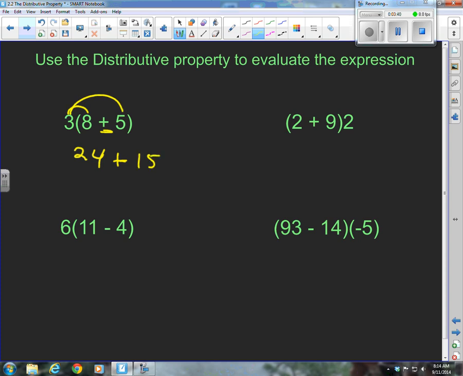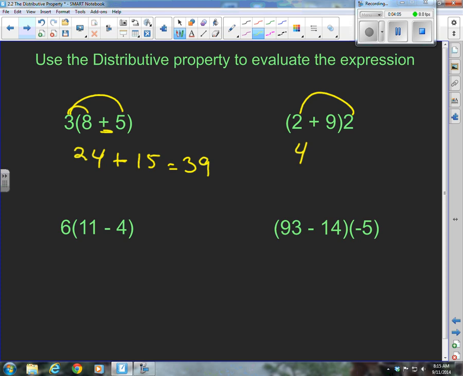I just encourage you to put a line as you multiply to each one, like we do here. It helps some of the kids. You don't have to do that, but with some of the kids, it does help. So I have 24 plus 15, which gives me 39. If you would have added 8 plus 5, you get 13. 13 times 3 is 39. So it works.